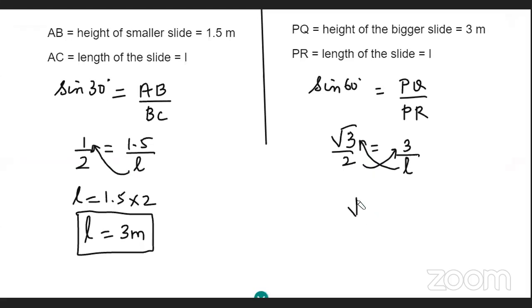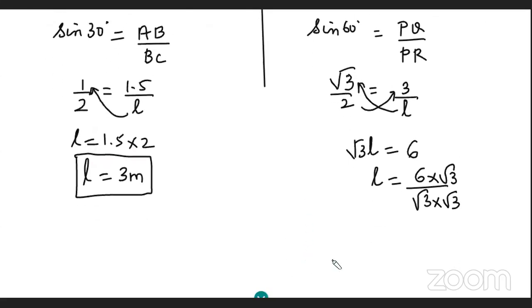So you'll get root 3 L equal to 3 multiplied by 2, which is 6. L equals 6 divided by root 3. Rationalize: root 3 multiplied by root 3. Correct? That is equal to 6 root 3 divided by 3. So when you cancel off, you'll get 2 root 3.